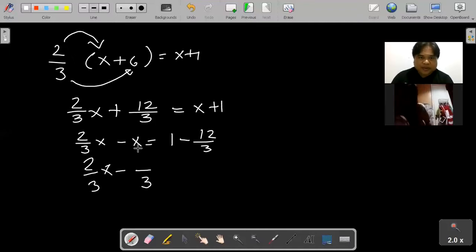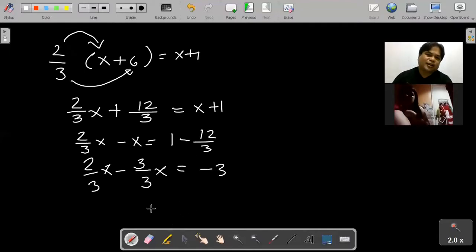3 divided by 1 is 3, times x, that's 3x over 3. Then this becomes 1 minus 12/3 is 4, so negative 3. So 2/3 minus 3/3 is negative 1/3 x is equal to negative 3.